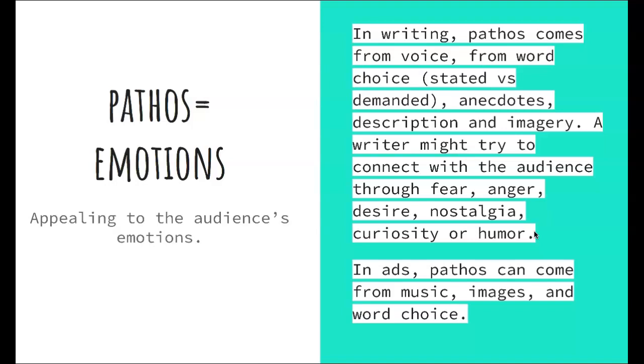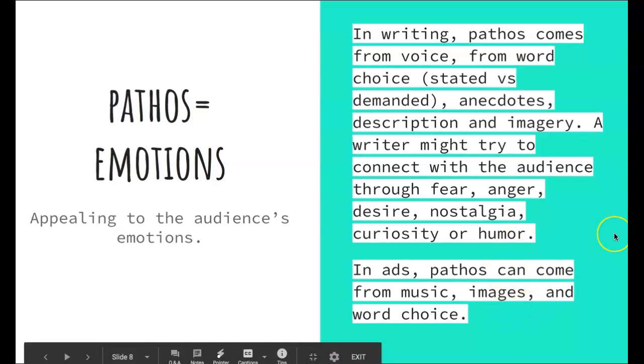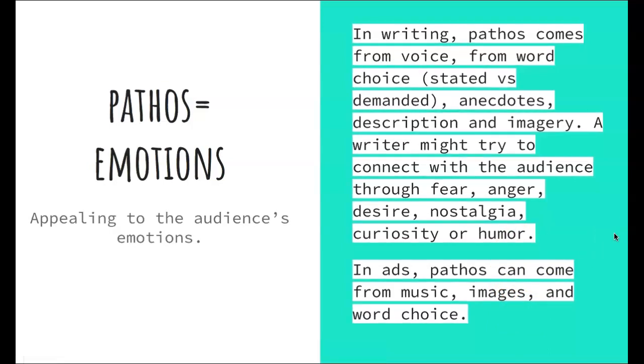In ads, pathos can come from music, images, and word choice. So when we begin to watch advertisements and public service announcements during this rhetorical analysis unit, think about why they chose the music that they chose, the producers, why those images are appearing, and if they are speaking, why they are choosing the words that they're choosing. A lot of times they may be appealing to pathos.